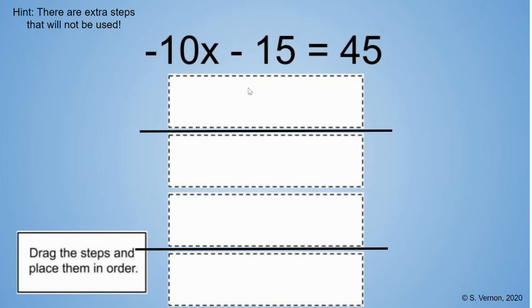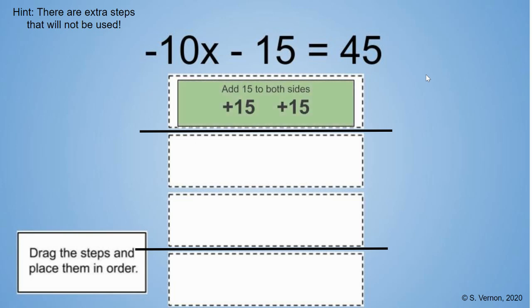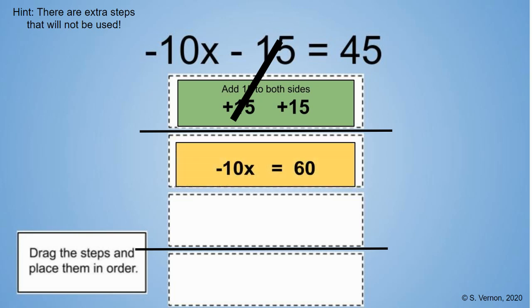Okay, let's look at this one. This one's a little bit trickier only because it has like more negatives in it, right? So again, though, don't get confused. It's the same two steps. So what's the first step? I noticed the constant, in other words, the number with no variable is minus 15. So I'm going to do the opposite, and I'm going to add 15 to both sides. I'm going to simplify that out. So I have negative 10x equals 60 because 45 plus 15 is 60.